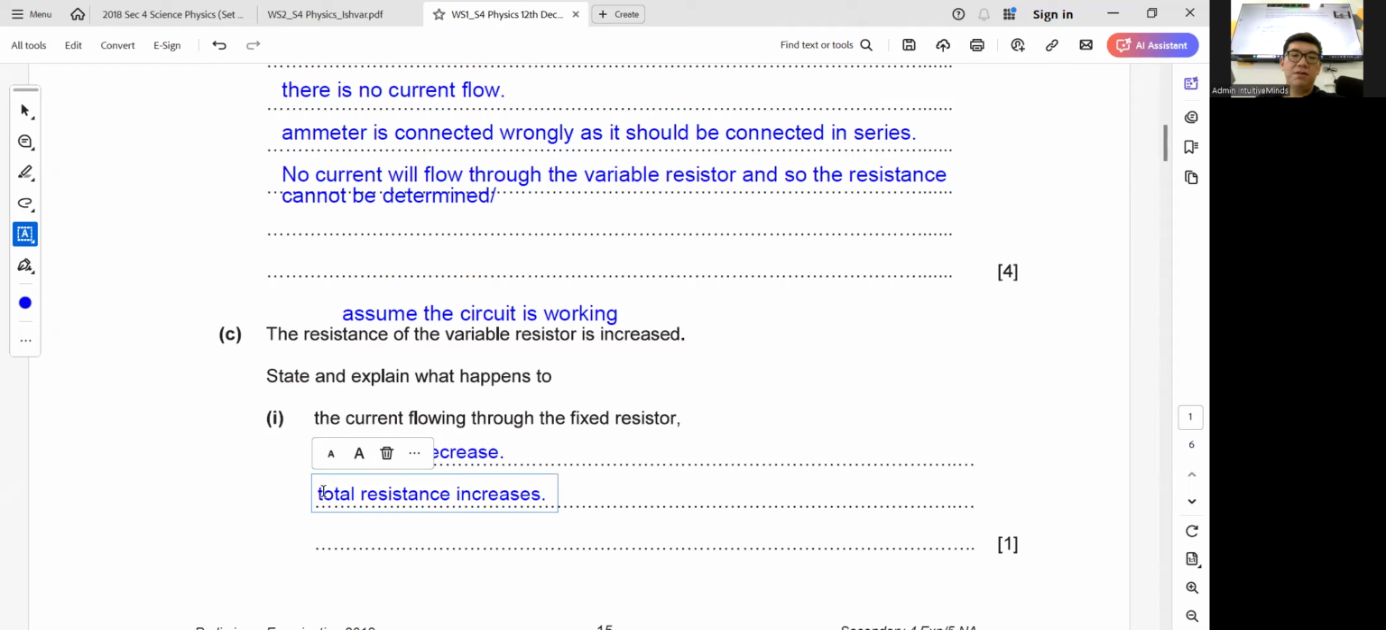Continue. Same current flows through. So why would the increase in resistance cause a decrease in I? Since I equals V over R and the EMF is constant, the current will decrease. So make sure you come back to the relationship.